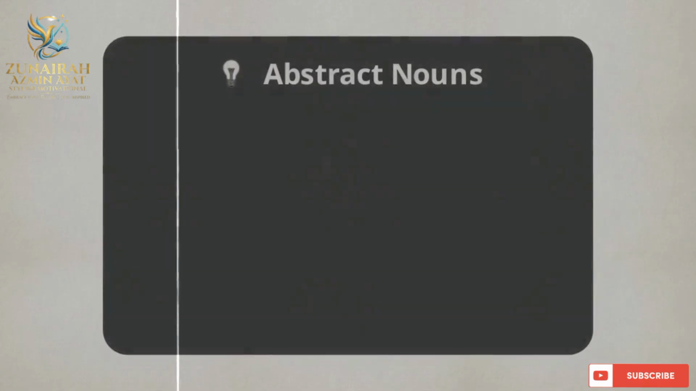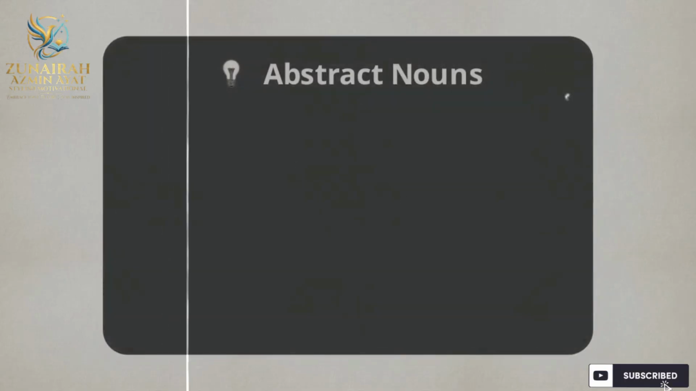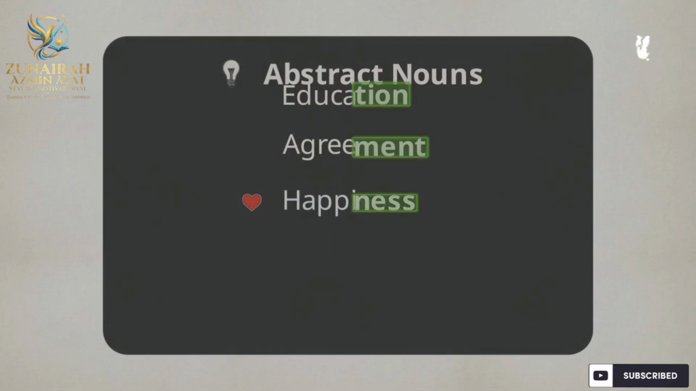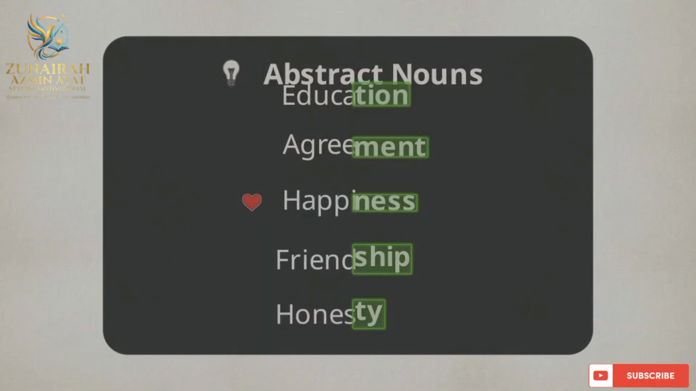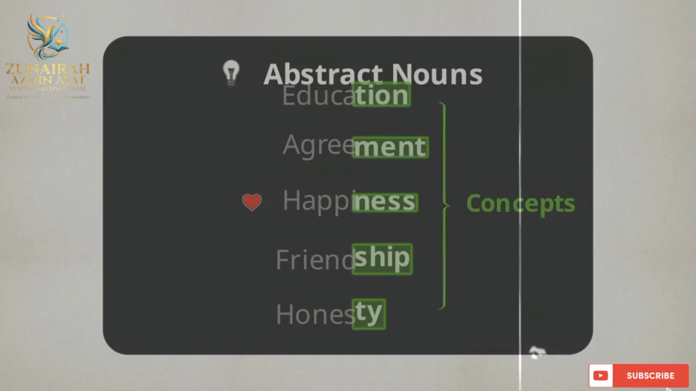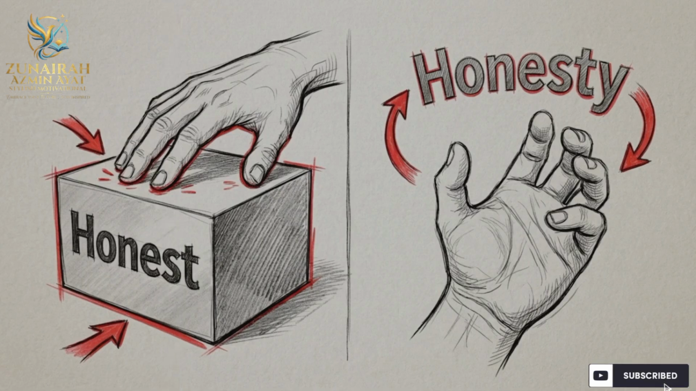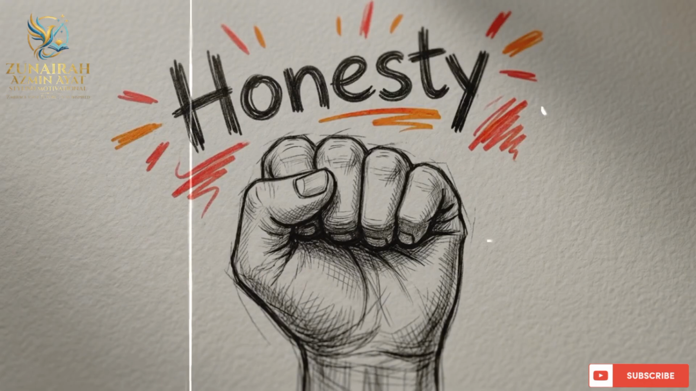Sometimes a noun isn't an obvious thing. Look at the end of the word. Suffixes give the noun away. Words ending in tion, ment, ness, ship, or ty are almost always nouns, turning actions into concepts. If you're stuck between a description and a noun, like honest versus honesty, use the "can you touch it" test. You can be honest, but you cannot physically hold honesty.